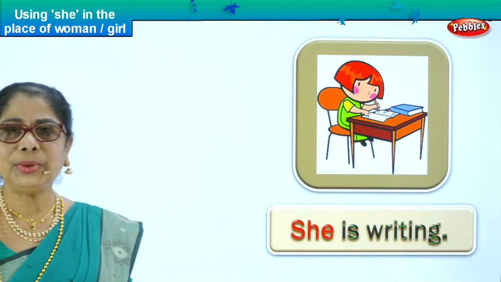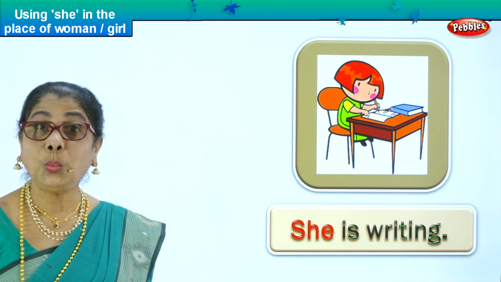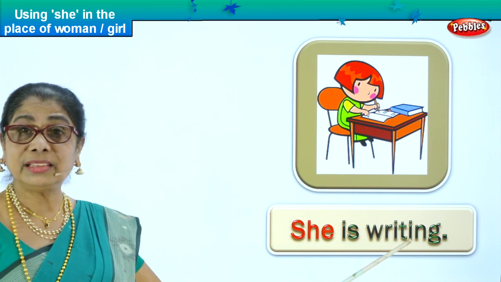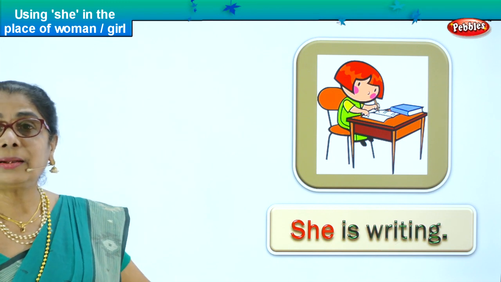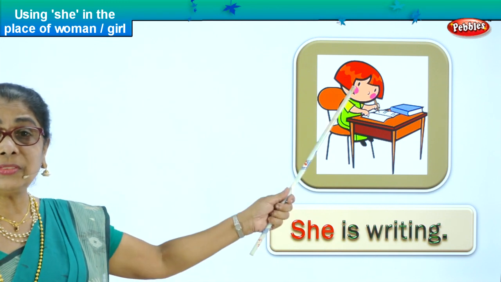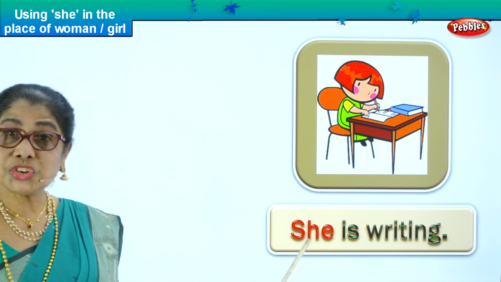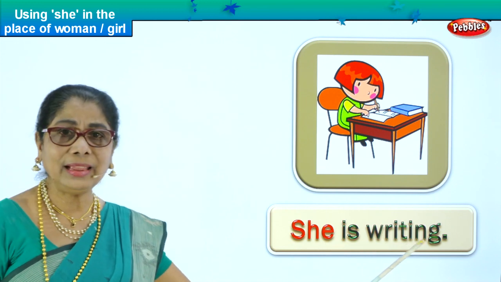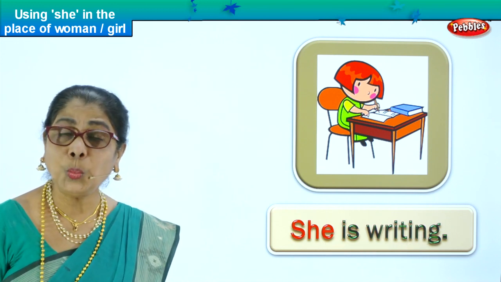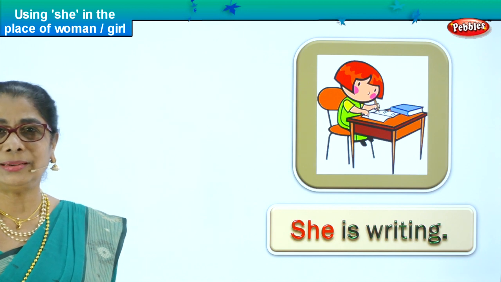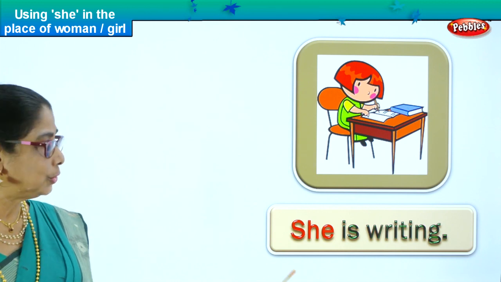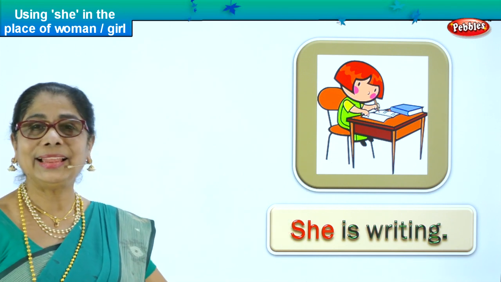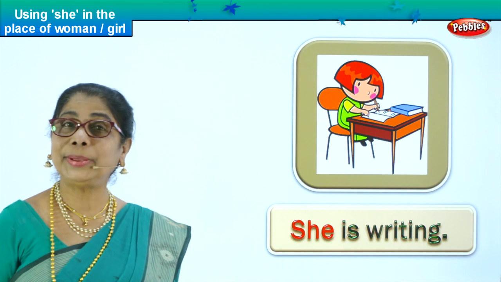What is the little girl doing here? She's busy doing her homework. What is she doing? She is writing. What is she writing? Writing her homework. Instead of the girl's name, we are using she. Let's read the sentence. She is writing her homework. Very good girl. Do you write? Yes, you also must write your homework on your own. Let's look at another picture.